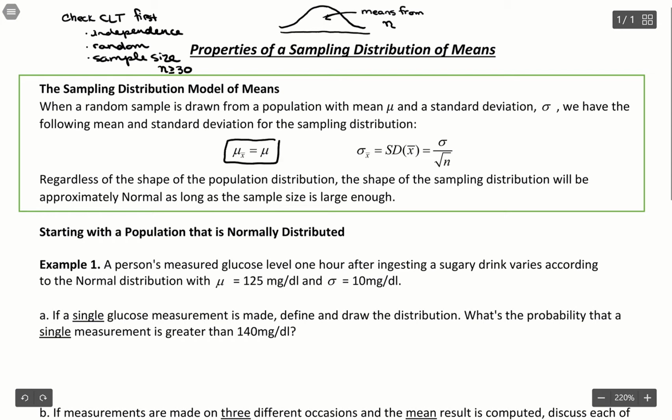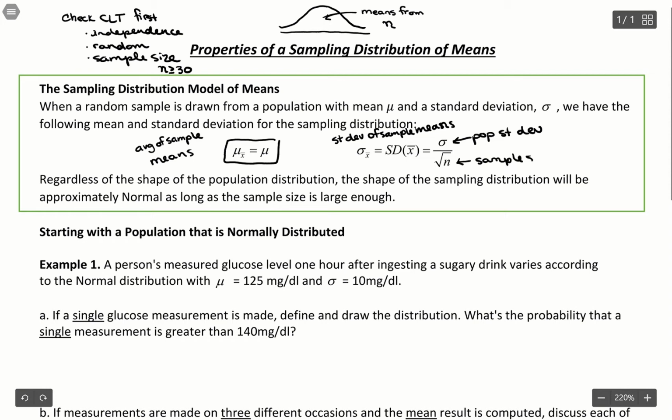So that notation with the mu with a subscript of x bar, that's just describing the average of the sample means. So in terms of the center of our curve, it's just going to be the population mean, so we just copy that over. What we need to calculate is the standard deviation of sample means. And with the standard deviation, what we'll end up doing is taking our population standard deviation, so that's what's making up our numerator, and then we'll divide by the square root of our sample size.